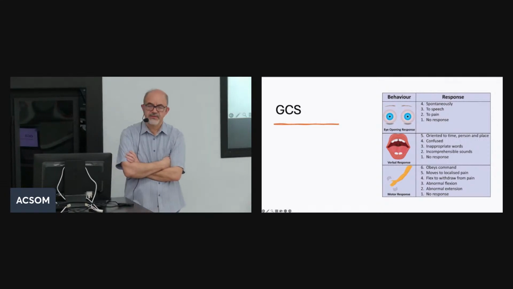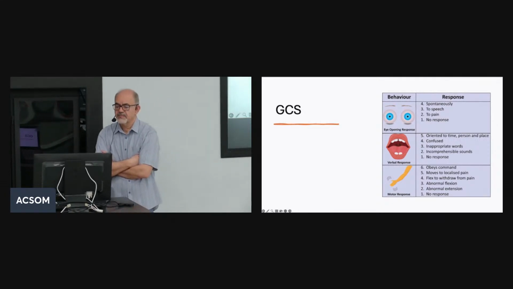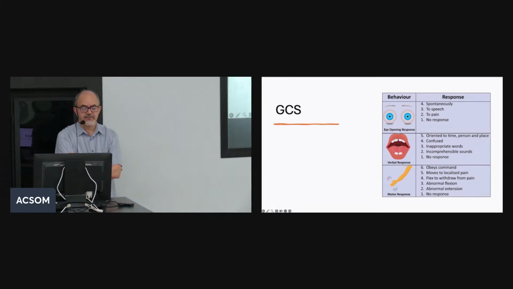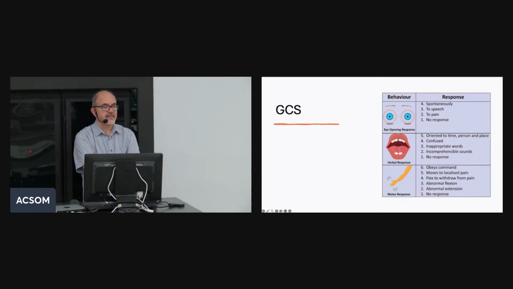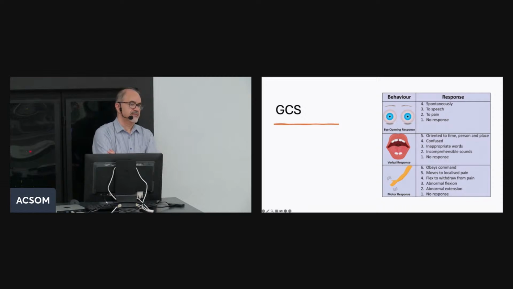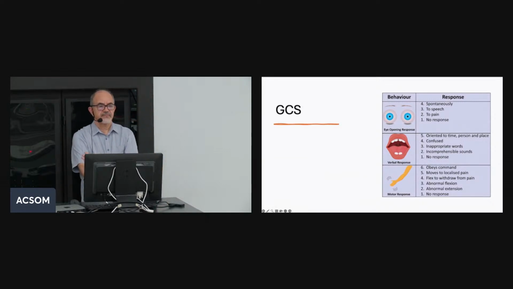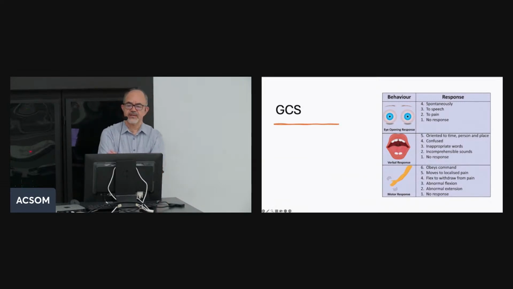The GCS has three components. First component is eye opening. If the patient is able to open his or her eyes spontaneously, they get a score of 4. If they open their eyes with verbal command, so the eye is closed and you say, sir, ma'am, can you open your eyes, and they open their eyes, they get a 3. If you have to have them open their eyes with painful stimuli, they get a 2. And if the eyes are not open regardless of verbal command or painful stimuli, then they get a 1.